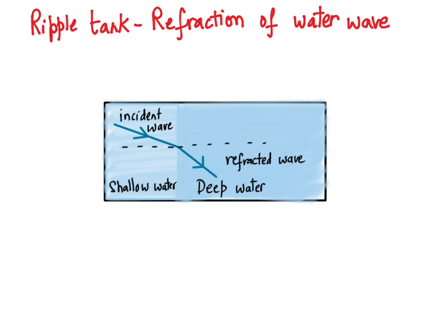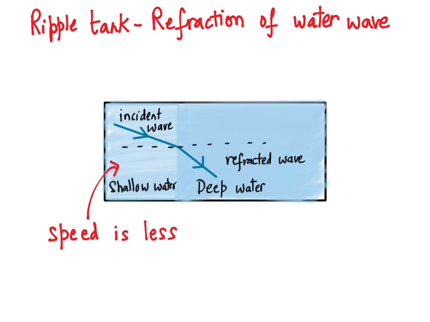and the one which was traveling towards the boundary is called the incident wave, and the one which is in the deep water, because it's refracted, we call it the refracted wave. We can see that it is bending and not going in a straight line.